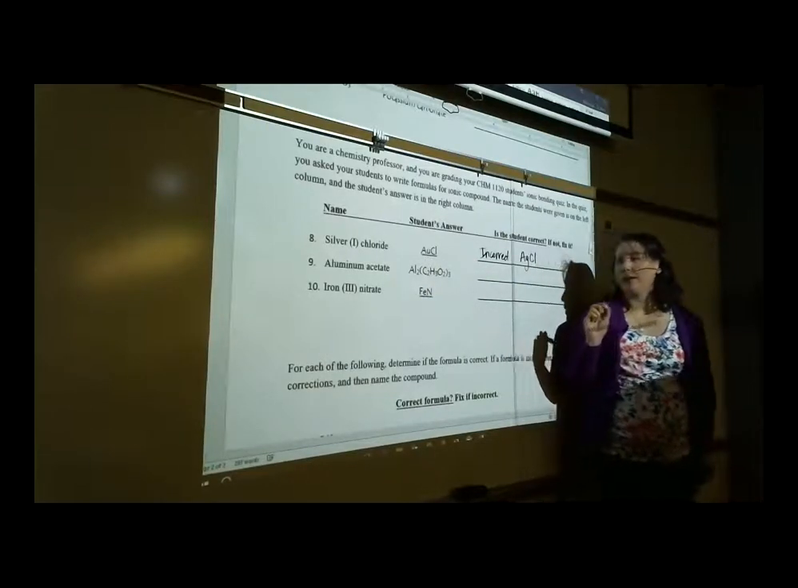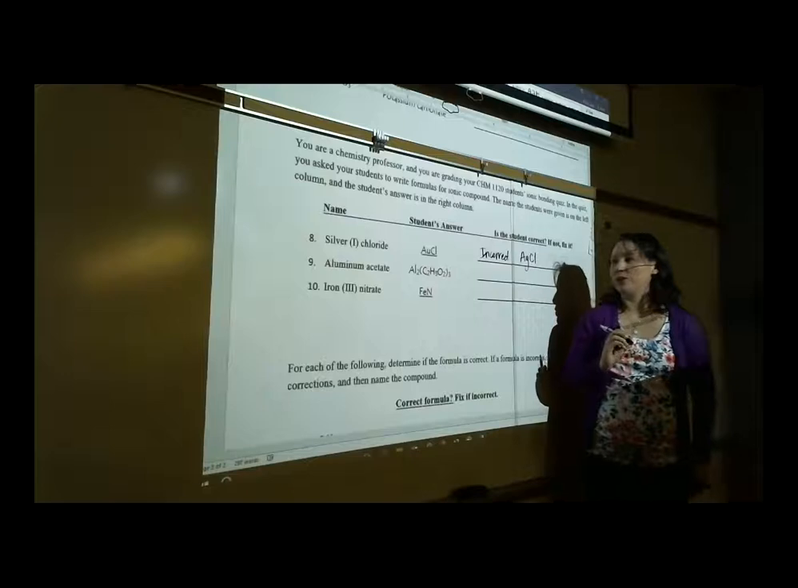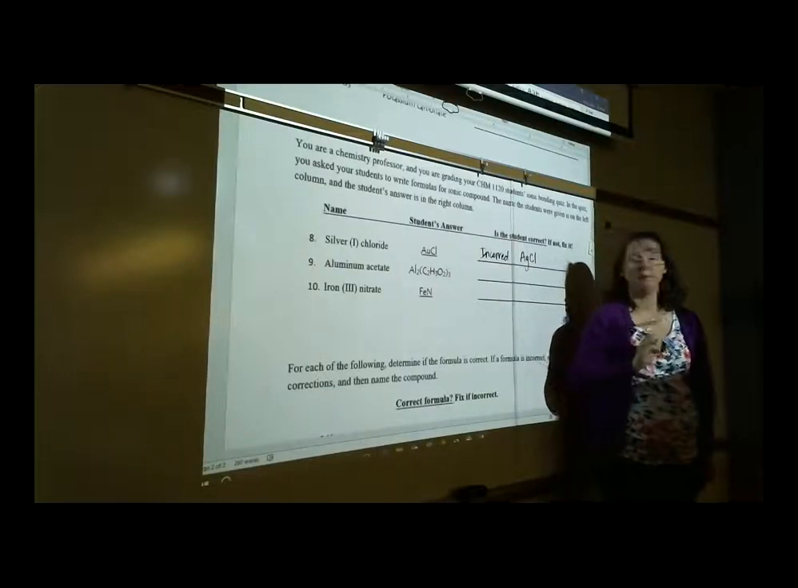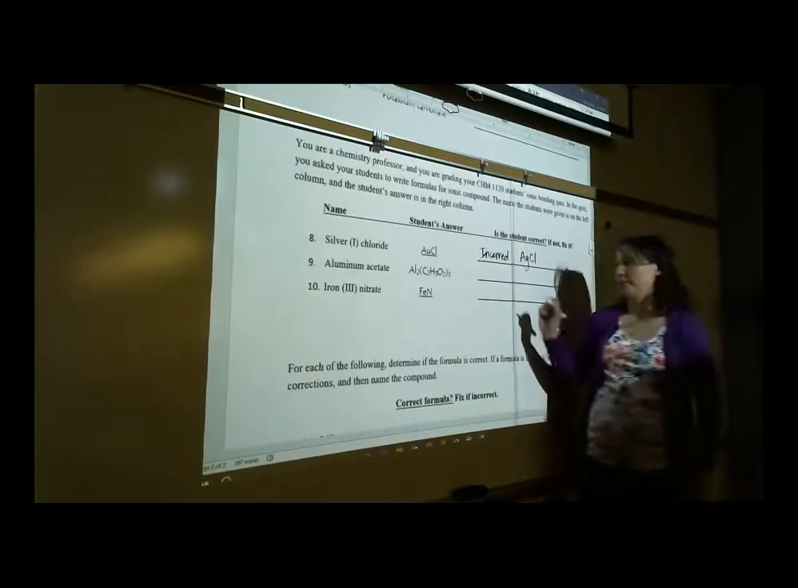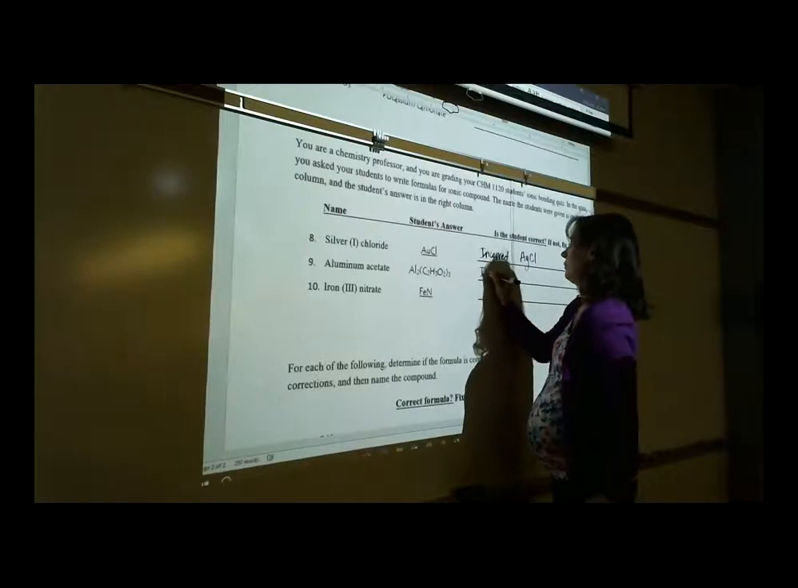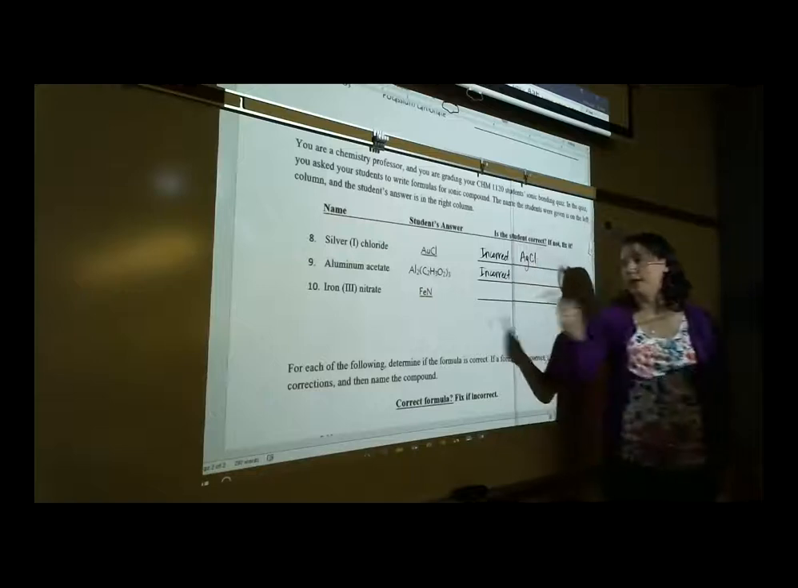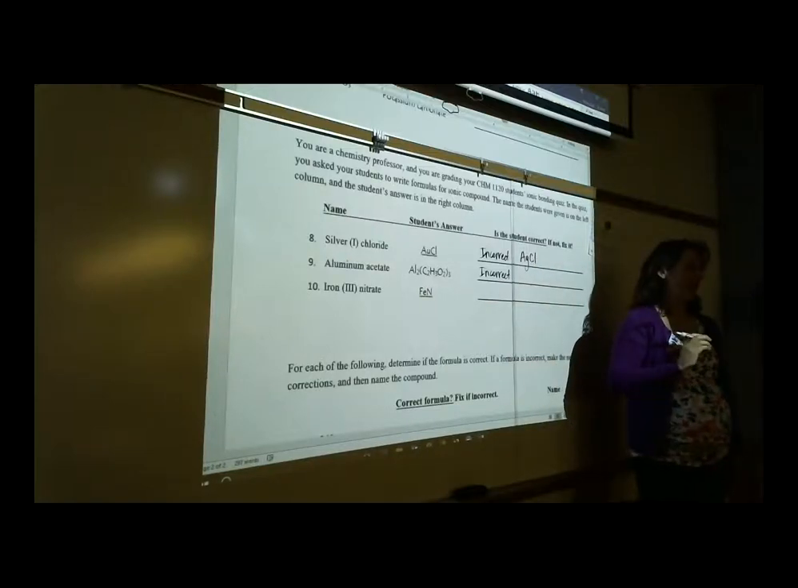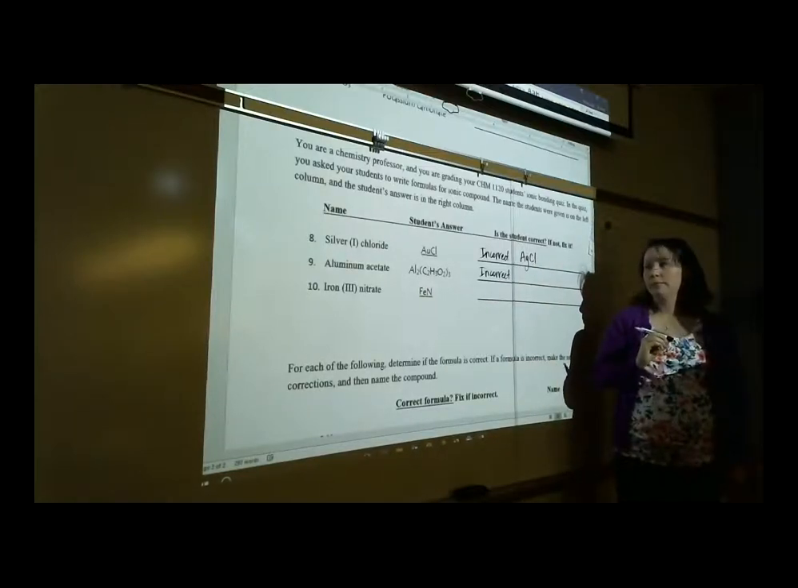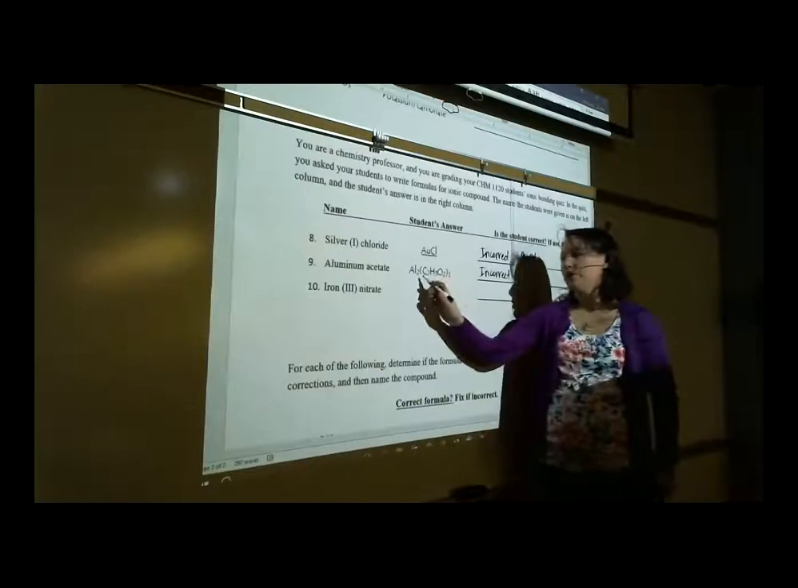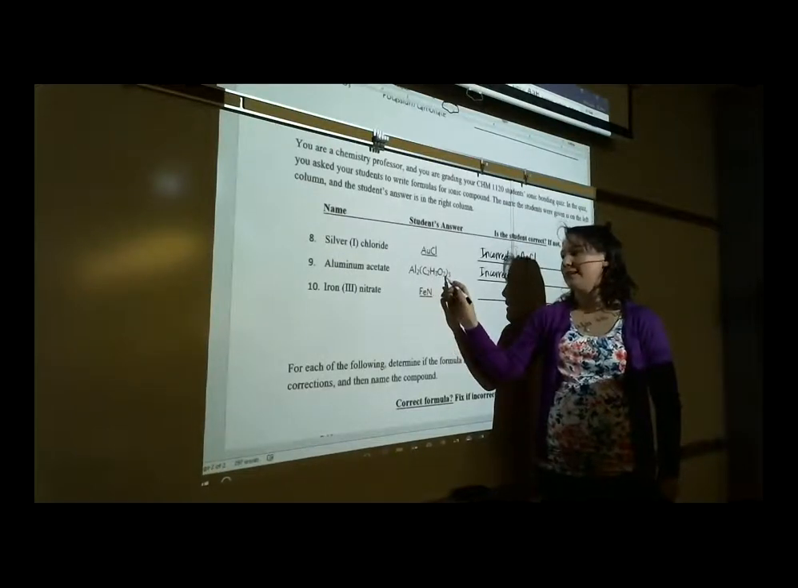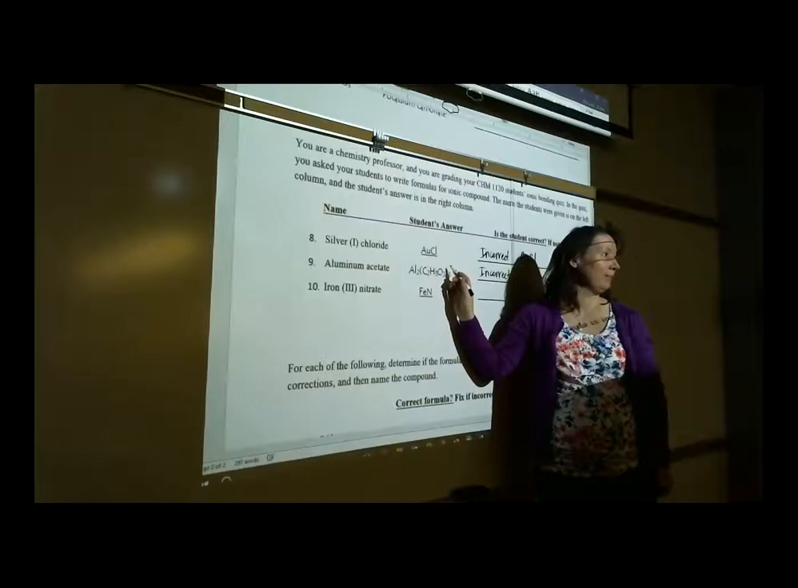All right, number 9, aluminum acetate, Al2C2H3O23. That's incorrect, right? This is a common mistake I see as well. What problem did the student make? You don't need this 2, right? So in other words, the student thought that acetate had a -2 charge, right? Acetate doesn't have a -2 charge. What does it have? A -1, right?